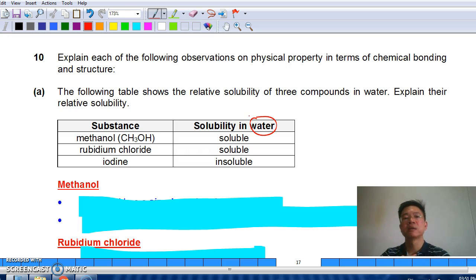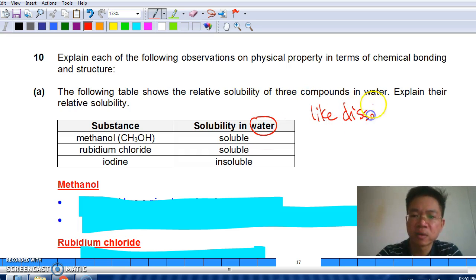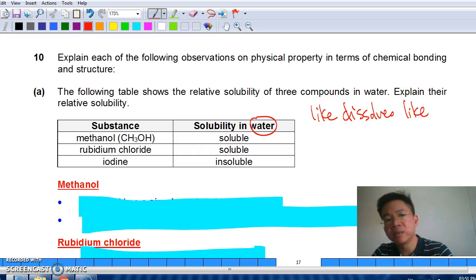Okay, the general rule of thumb is that like dissolves like. What does it mean? It means that substances, for example molecular, that has ID between its molecules, will dissolve in a non-polar solvent which has ID interaction. Or a polar solvent which has PD will dissolve polar molecules. So that is the general rule of thumb, okay, for solubility.